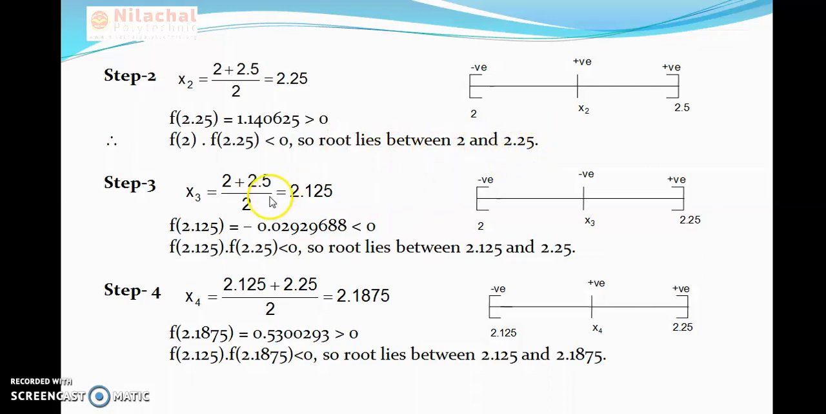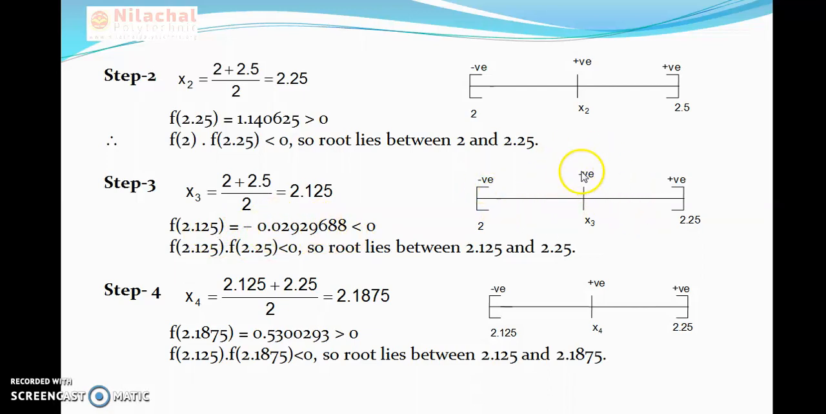The next approximation, x3, equals 2 plus 2.25 by 2. By mistake I was writing 2.5. Clear? So it is (2 plus 2.25) by 2, that equals 2.125. That means we have to take the interval 2 and 2.25. Then the next approximation, its name is x3, and after applying the function value it gives negative, so we are writing negative.